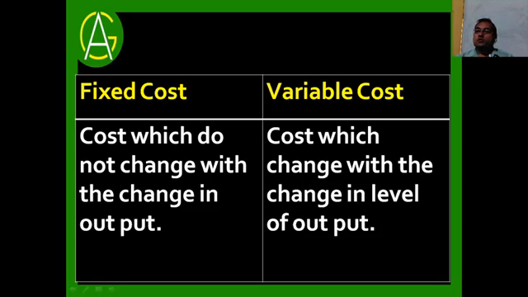For example, the cost of raw material. So for example, in order to manufacture 1 unit, you require raw material of 10 rupees. Now if you produce 5 units, the cost of raw material will be 50, because 5 into 10 rupees is the cost. 5 into 10, that is 50, that will be variable cost. Now if you manufacture 1000 units, 1000 into 10, it will be 10,000. The cost has increased because the production has increased.